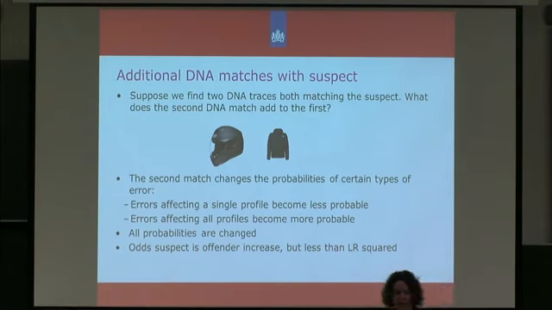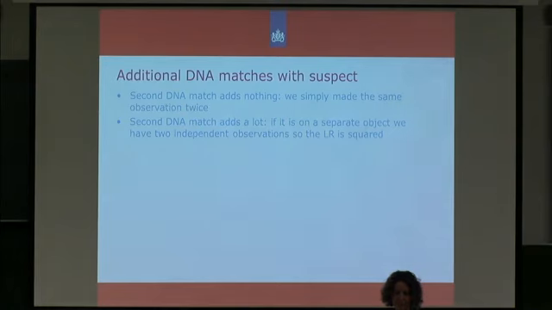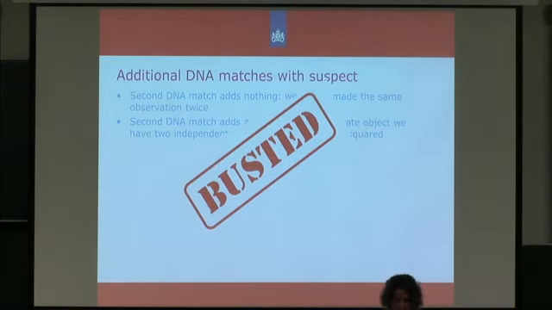So the second match does add something. It also affects the error nodes. So all probabilities are changed, but the error nodes are important. The errors of a single profile become less probable. Errors affecting all profiles, like a reference swap, become more probable. So these myths, again, are busted.